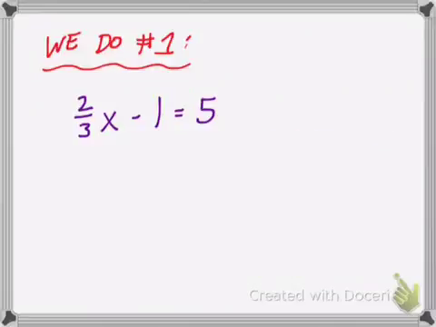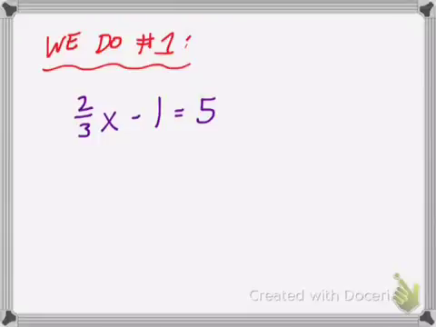Okay, so here's we-do number 1. 2 thirds x minus 1 equals 5. Again, this should be copied down on your note sheet. I see that I don't have to distribute. That was step 1. I know I don't have to distribute because I don't see any parentheses. Step 2, get rid of the constant by adding or subtracting. Here I see my constant is this minus 1.